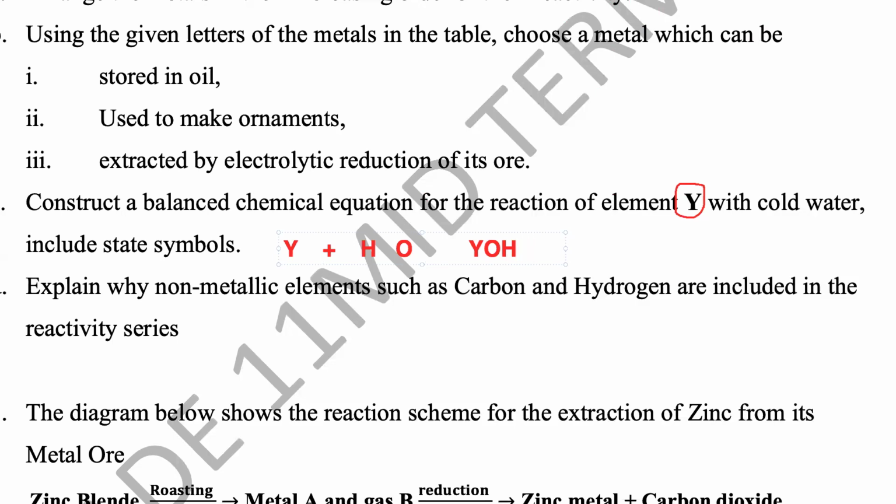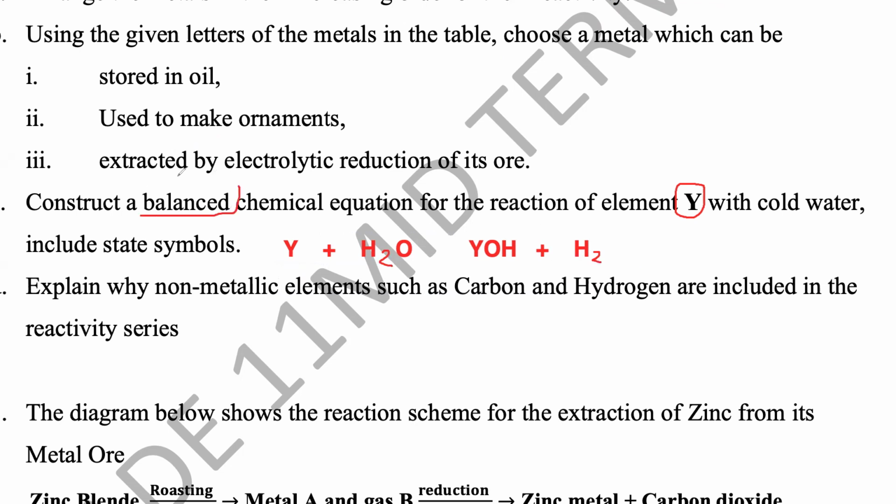Because cold water actually forms a hydroxide. Cold water, we are able to form a hydroxide. So if we are to supply the subscript, H2O is written like that, and the hydrogen is like that. So there are two things here.